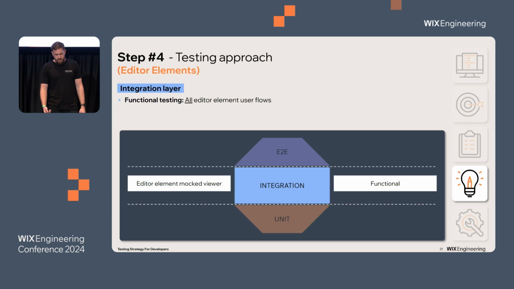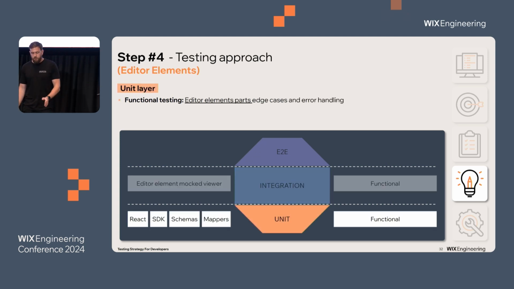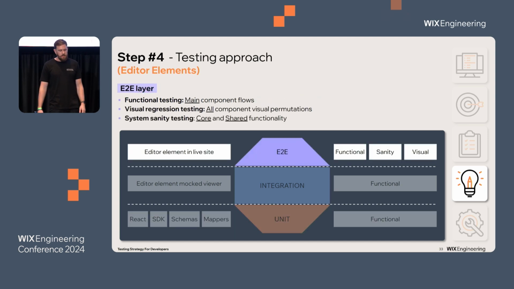Now, in each testing layer, let's break down which test types we have. So as we said, for integration, we will test all editor element user flows. For units, we will test the functionality of each editor element part, but we will test only edge cases and error handling to make sure we don't have test duplications. And in our end-to-end layer, we will have functional tests that test the main component functionality. We will have visual tests to test the visual permutations of our component, and we will have system sanity tests which test the core and shared functionality of editor elements.